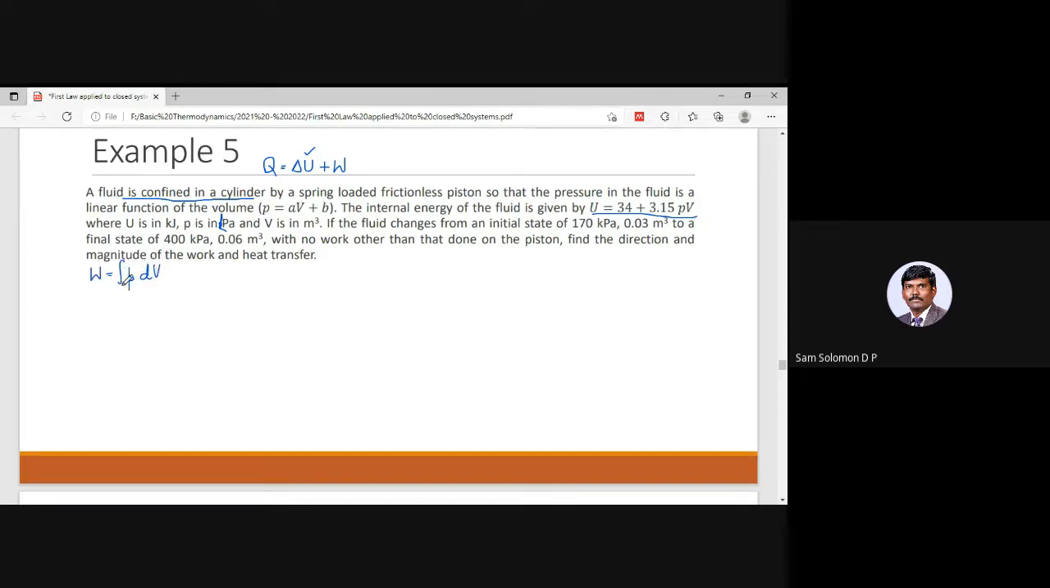And we have to substitute for P over here, which will give you the integral of (AV plus B) dV. So you will have AV squared by 2 plus BV between the limits V1 and V2. So you will be getting A by 2 times (V2 squared minus V1 squared) plus B times (V2 minus V1).